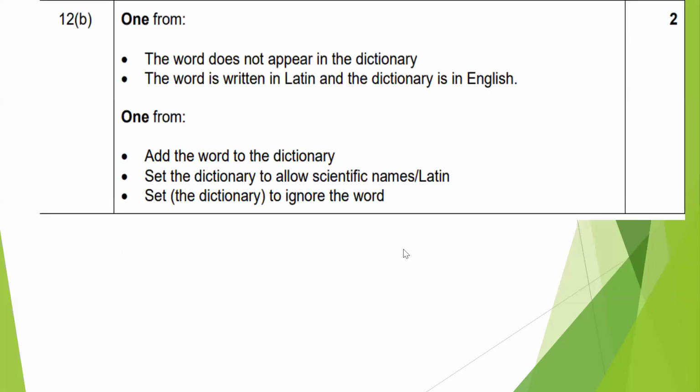It says the word does not appear in the dictionary. First, you have to give the reason. The word does not appear in the dictionary. The word is written in Latin and the dictionary is in English. These are the reasons. So how to solve? Add the word to the dictionary. Set the dictionary to allow scientific names or Latin. Set the dictionary to ignore the word.